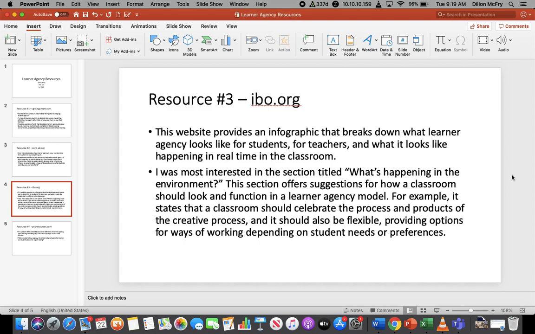One example it gave states that a classroom should celebrate the process and products of the creative process. And it should also be flexible, which provides options for ways of working depending on student needs or preferences. So the classroom should be arranged in such a way in which students can work at their own pace and work however they see fit. And it also should celebrate how students are doing and also the process by which they go about completing their work.